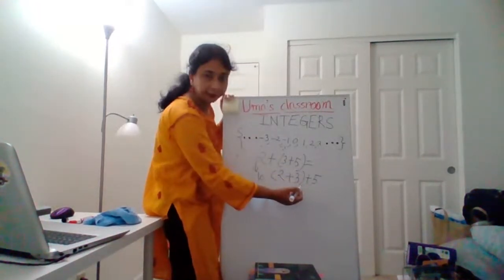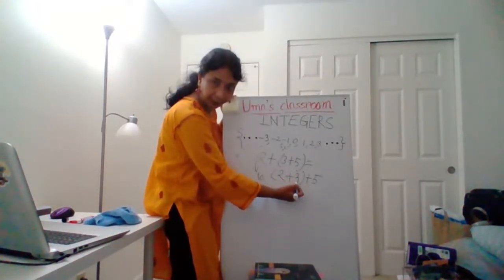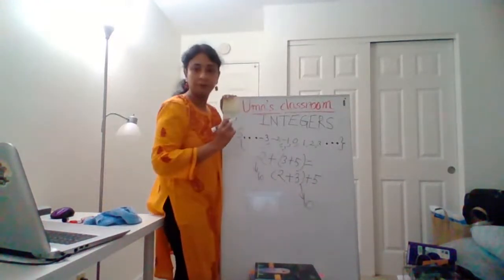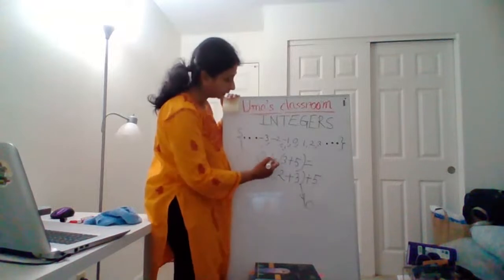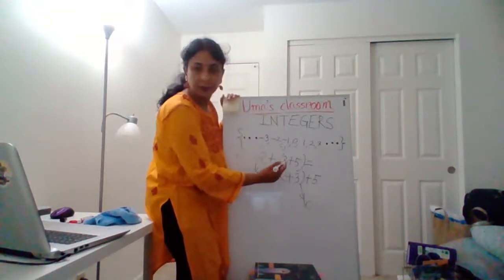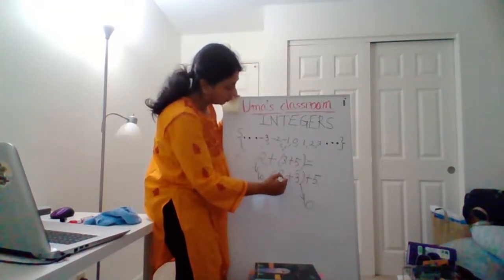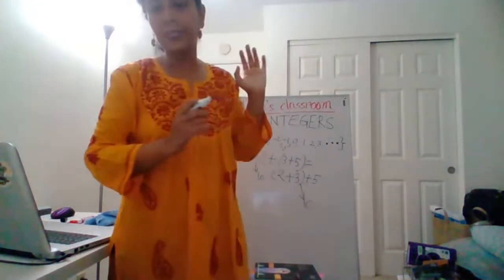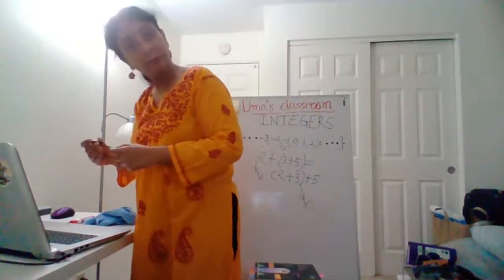Let's check the right hand side value. (2 plus 3) is 5, plus 5. This is also going to be 10. So associative property means you can just change your grouping, keeping the integer values same. And this is true for multiplication also.